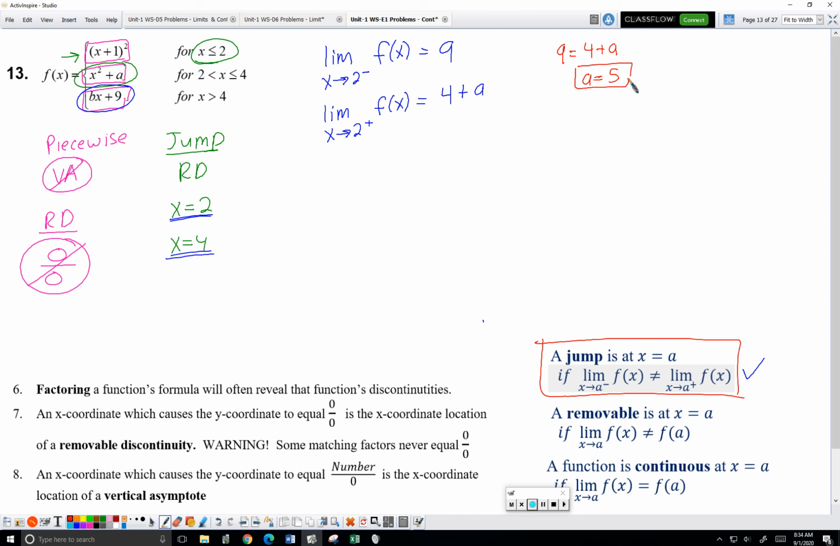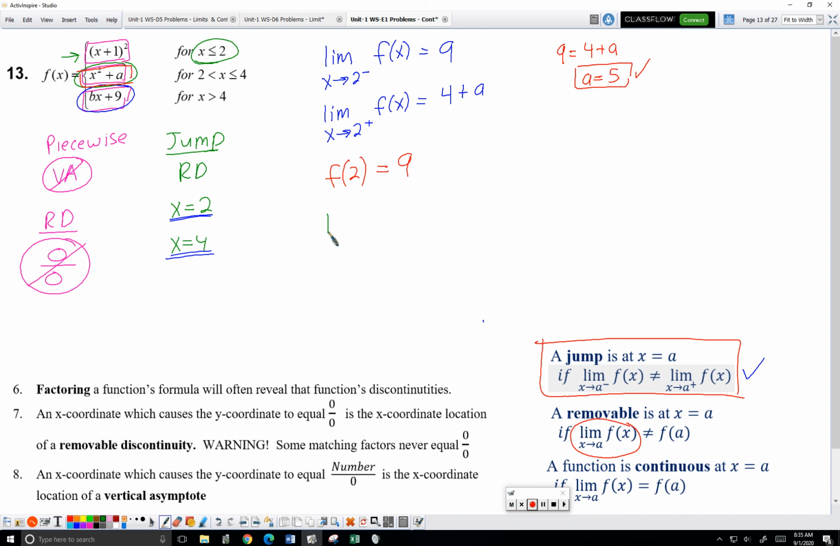I suppose we could end up with a removable at x equal 2, but now that we've got the left and right limits matching, we know this limit is 2. F of 2, now that we have found a to equal 5, f of 2 will use this formula, and we'll get 9 again, so there's no removable at x equal 2. Questions? Cool. So we just do the same thing now.